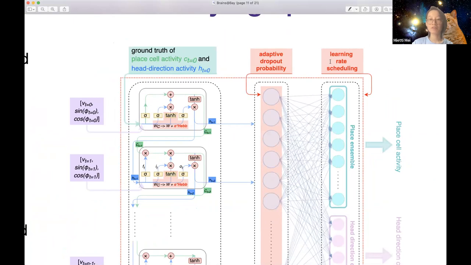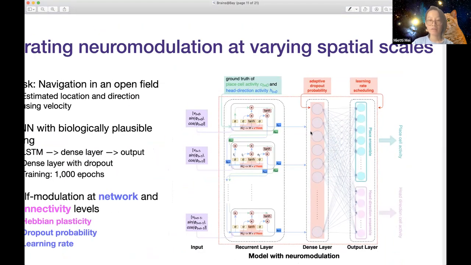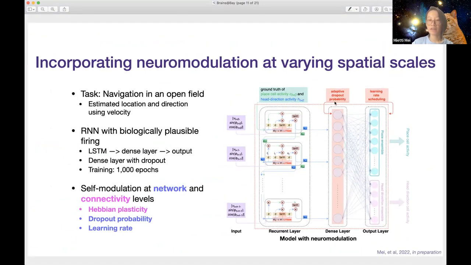We are having this learning rescheduling based on the behavior of mice or rats, because, as I said, when they're first introduced to an environment, they're more nervous and more willing to learn, and they're learning at a faster pace. Then after they learn a bit about the environment, they're more relaxed and they want to kind of take a break. So we have a learning rescheduling based on that. And of course, these represent self-modulation at the network level, indicated by the learning rescheduling, as well as at the connectivity level, for example the Hebbian plasticity as well as the dropout probability.